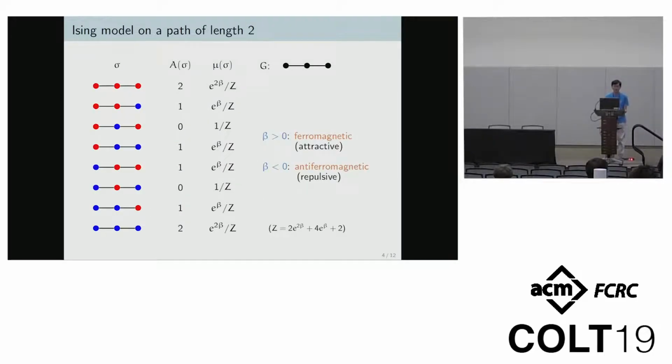Here's a very specific example of an Ising model on a path of 3 vertices. There are 8 two-colorings, so 8 configurations and their weights, and Z is the partition function, the normalizing factor. We can see from the definition that when beta is positive, neighboring vertices are more likely to have the same spin, so we call this ferromagnetic or attractive. On the other hand, when beta is negative, adjacent vertices are more likely to have opposite spins, so this is antiferromagnetic or repulsive.